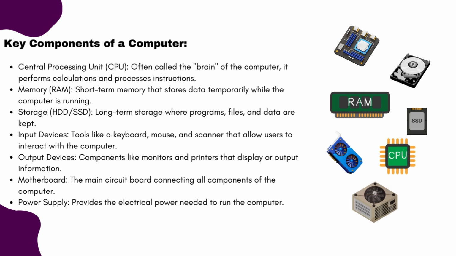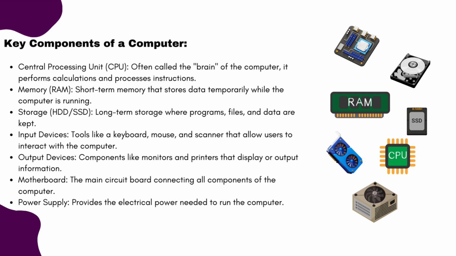Key components of a computer: Central Processing Unit, CPU. Often called the brain of the computer, it performs calculations and processes instructions. Memory, RAM. Short-term memory that stores data temporarily while the computer is running. Storage, HDD/SSD. Long-term storage where programs, files, and data are kept.